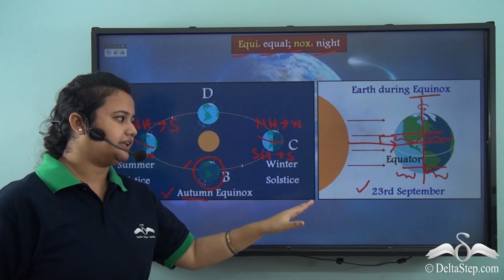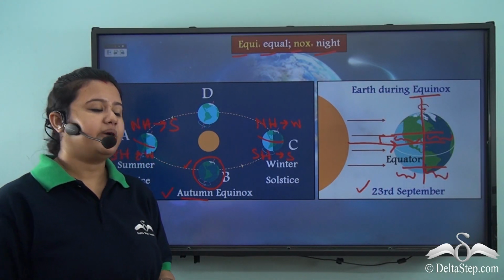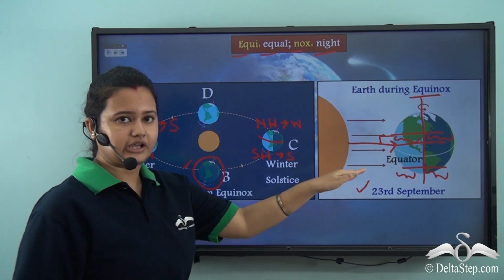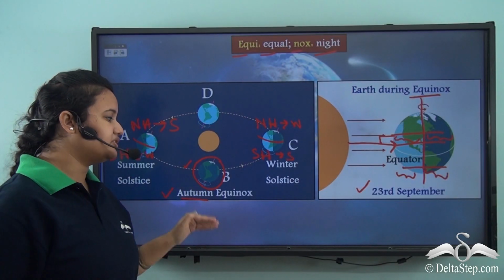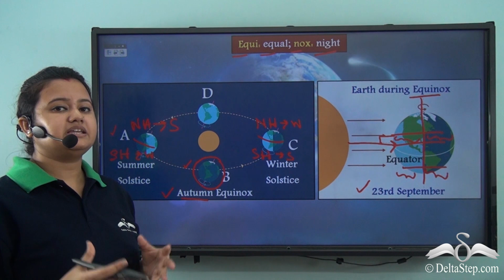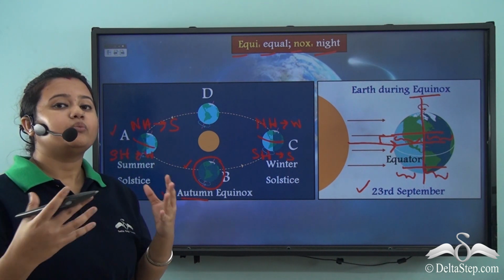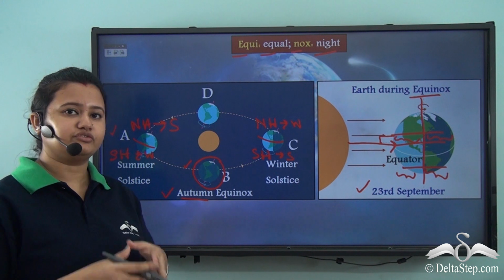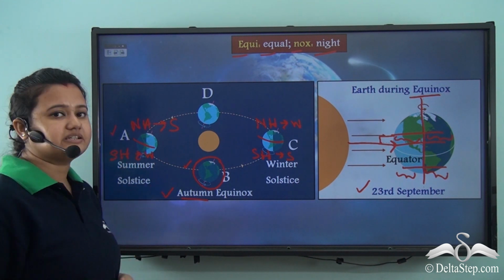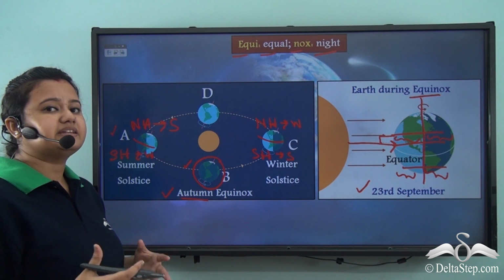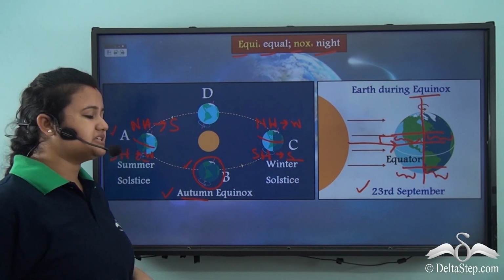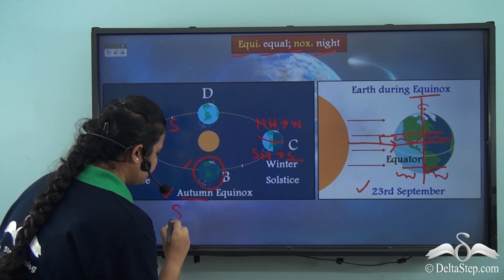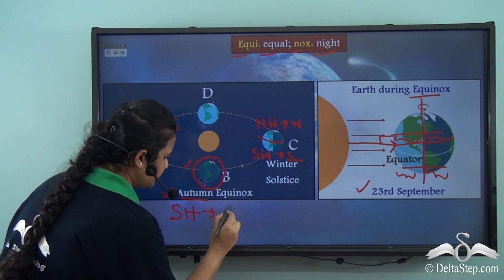So this particular day, that is on 23rd September, when the sun rays are vertical over the equator, is referred to as autumn equinox. Again, it is referred to as autumn equinox by taking into consideration the northern hemisphere, which experiences autumn at this point of the year. Whereas if we consider the southern hemisphere, there is a transition from winter to summer. So at this point of the year, when the northern hemisphere experiences autumn, the southern hemisphere experiences spring.